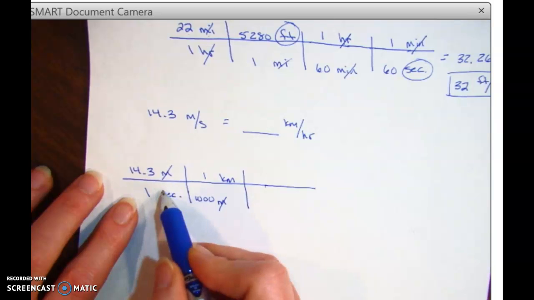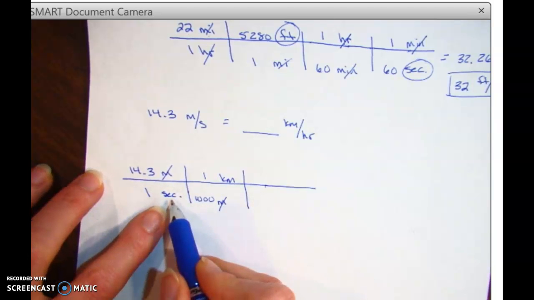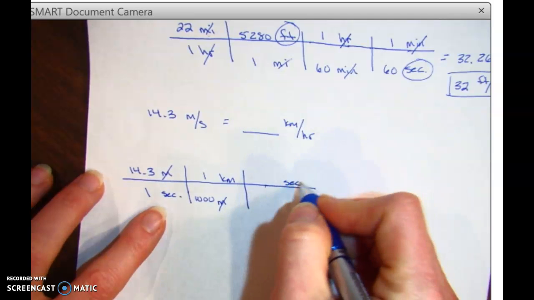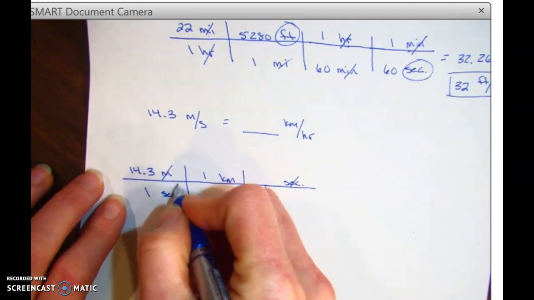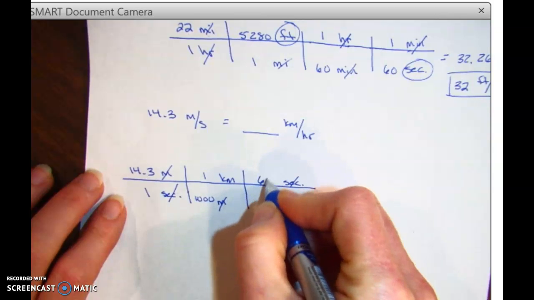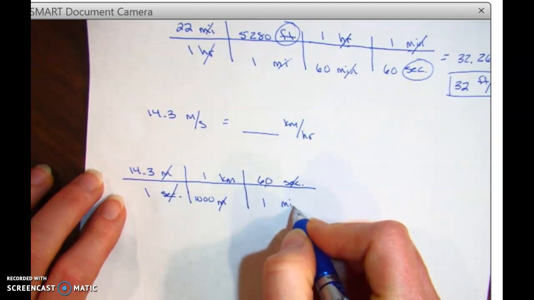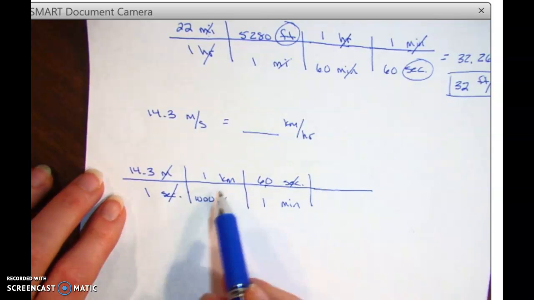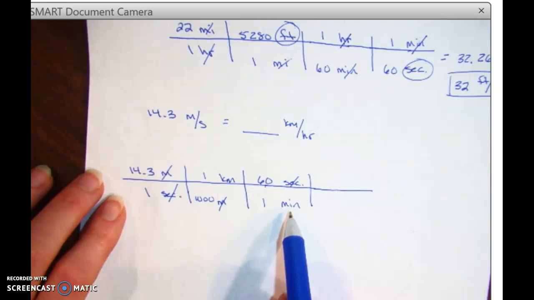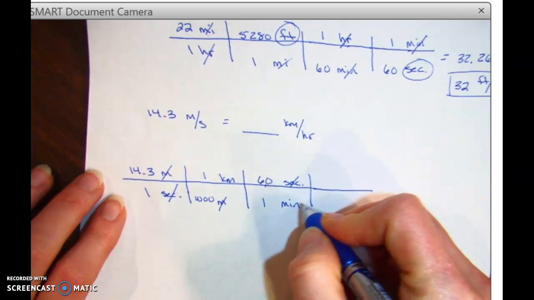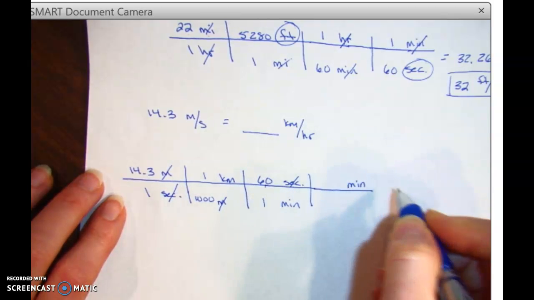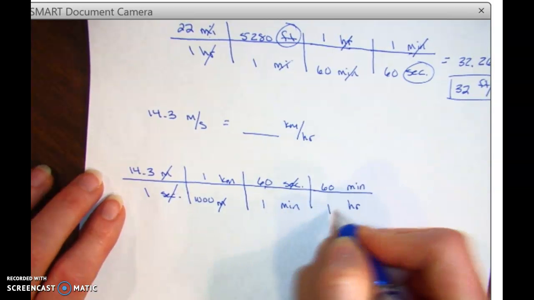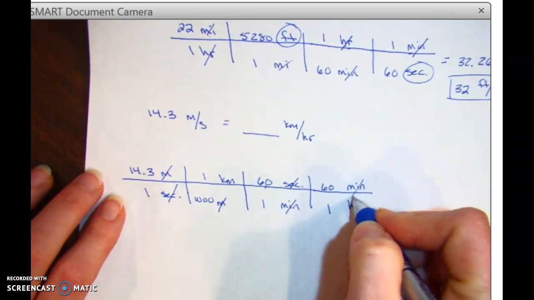Now we need to look at the time. I have seconds on the bottom. I need seconds to go away, so I bring seconds up top. Seconds will now cancel. I know that there are 60 seconds in every 1 minute. If I were to work the problem out now, I'd have it in kilometers per minute, but I want hours. We need minutes to go away, so you put minutes on the top, you put hour on the bottom. There are 60 minutes in every hour. Those units are going to cancel.